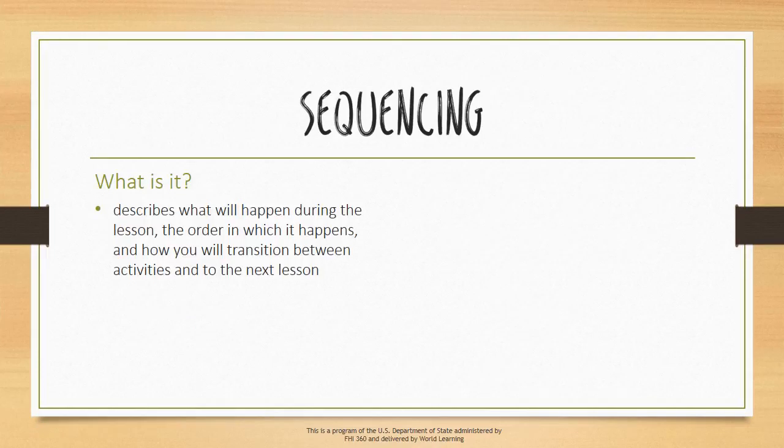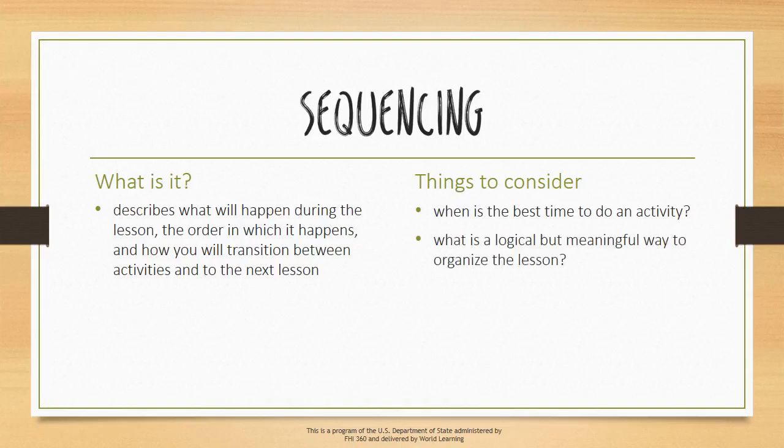Sequencing describes what will happen during the lesson, the order in which it happens, and how you will transition between activities and to the next lesson. Considerations for sequencing could include when is the best time to do a certain activity, and what is a logical but meaningful way to organize the lesson. The sequencing of a lesson should support the lesson's learning objectives.